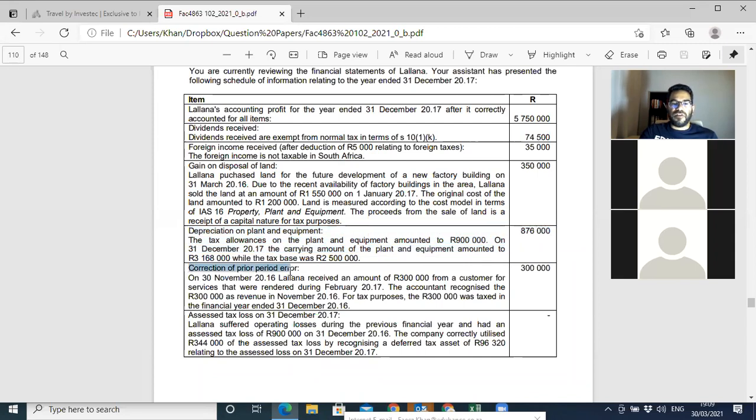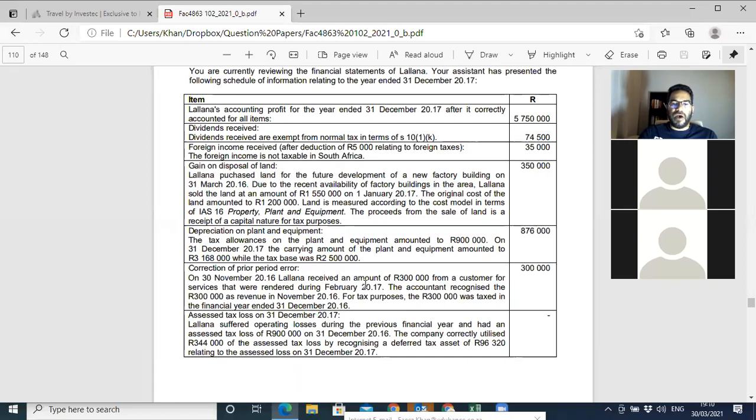Here we have correction of error. Okay, so they bring in correction of error because you covered correction of errors. So that's one of the topics, and that's how they factor correction of error in. They're bringing it through this deferred tax calculation or this income tax question. So they say on 30th November 2016. 30th November 2016 is the prior financial year.